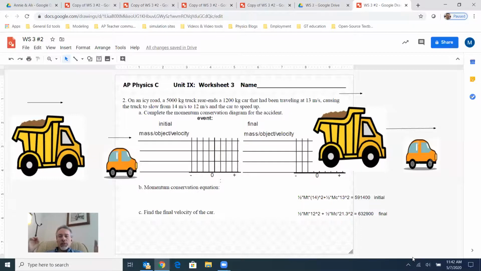So I want you to look at this. The initial energy is 591,400 and the final kinetic energy is 632,900. It's like we gained energy. That's one of the things that physics teachers need to be careful of when they make problems up, because with momentum, you've got to be really careful with the speeds and the masses. I didn't pay very close attention here, but I want you to see this. So in effect, we gained energy.